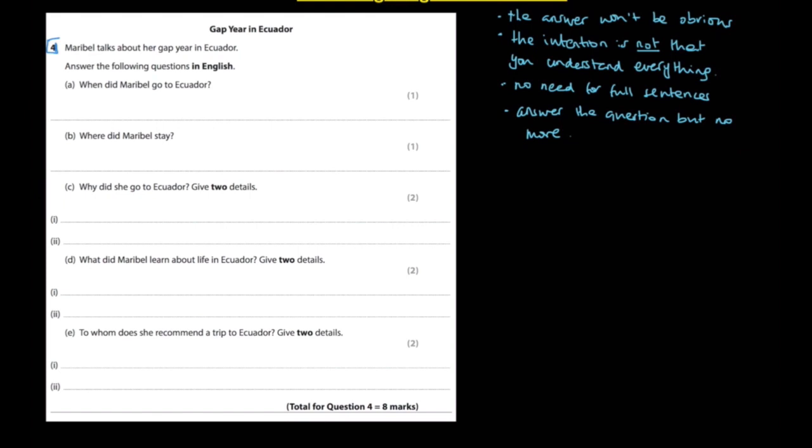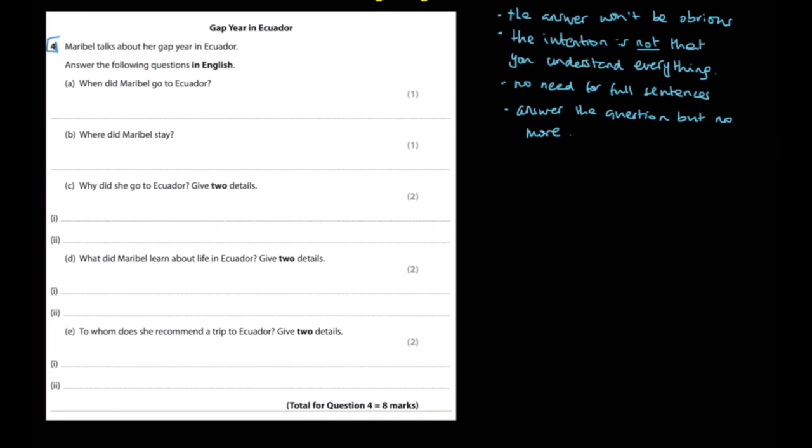First of all, of course, the title: Gap Year in Ecuador. By looking at this, I'm starting to imagine that the person talking, Maribel, is talking about a gap year, so she's a young person. Okay, so I'm making this picture in my mind. She's going to be young. She may be talking about experiences. She will probably be quite positive, etc. So I'm starting to create a little picture in my mind.